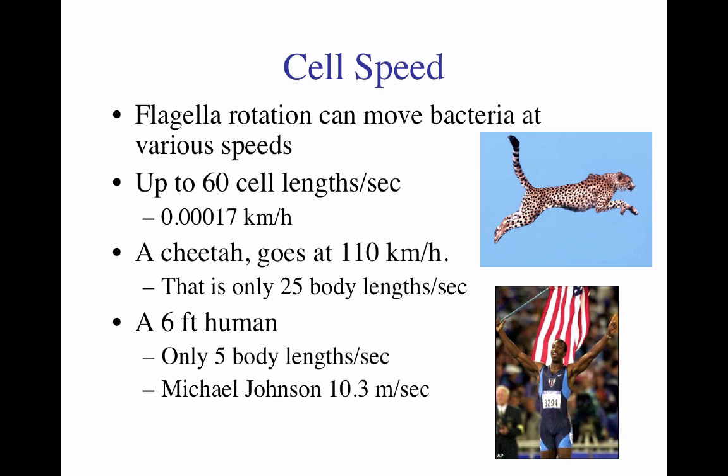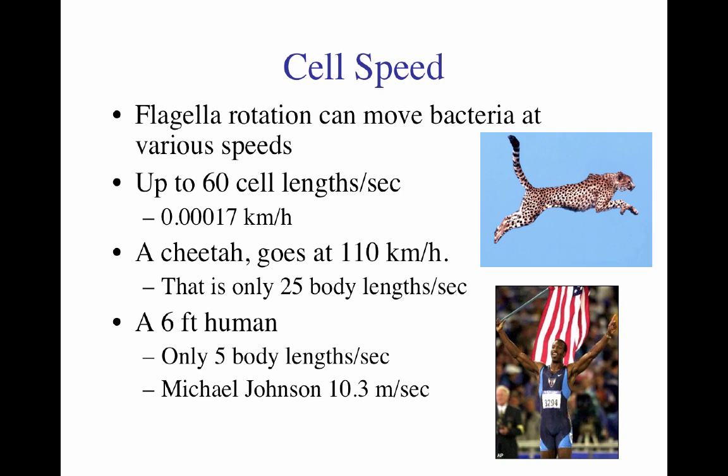Now, when we compare the speed of bacteria, they are pretty fast when we think about them as cell lengths per second. So, as I mentioned, an E. coli can move about 60 cell lengths per second, and that is 0.00017 kilometers per hour. So, by our standards, that is pretty slow. The cheetah, which is the fastest mammal on the planet, moves 110 kilometers per hour. But when you consider body length, a cheetah moves about 25 body lengths per second, so less than half the speed of E. coli when we think about it.